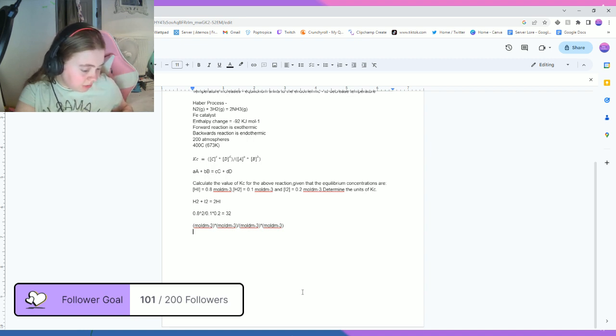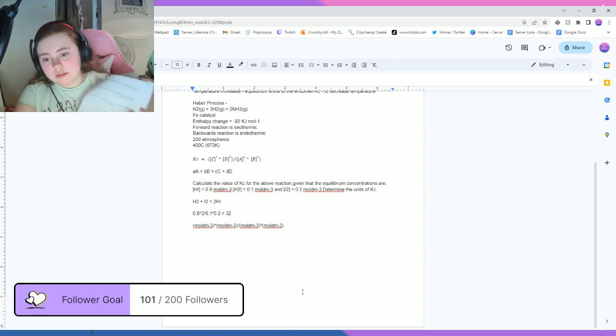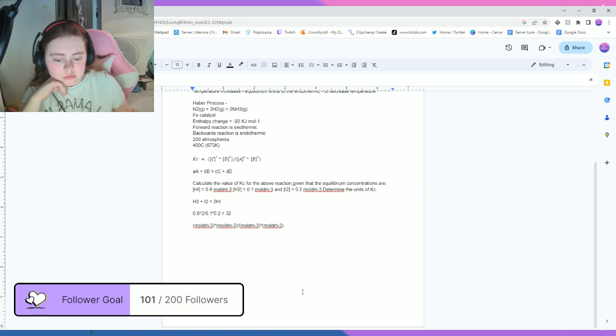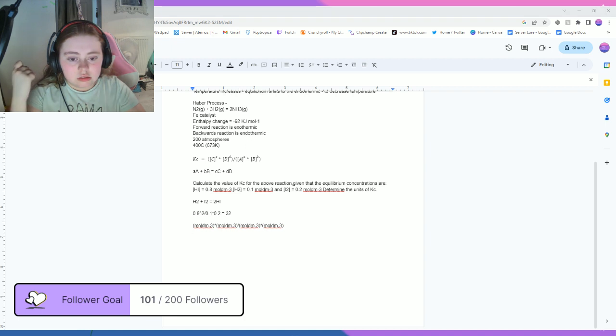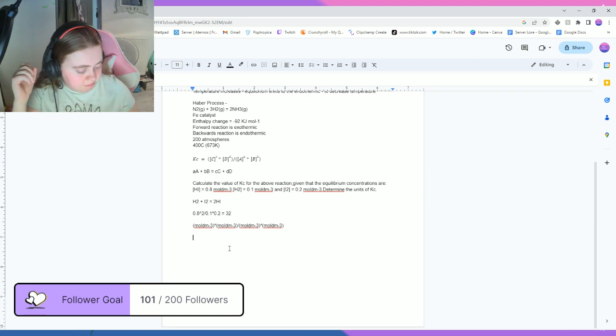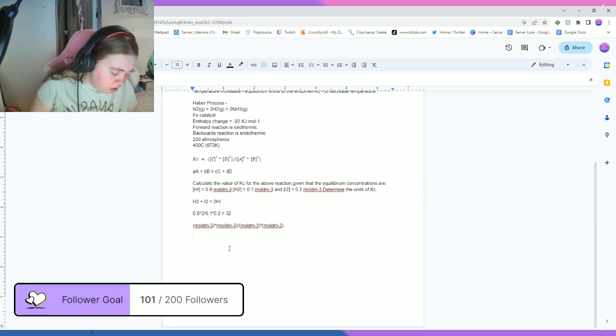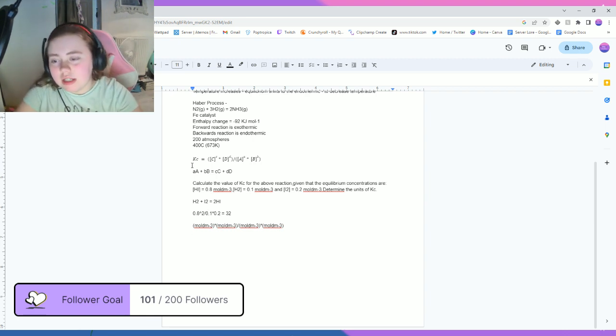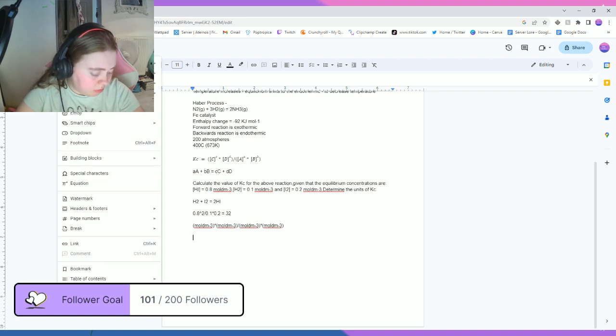I think this might just be some other little bits. Oh yeah, for this reaction you'll need equilibrium concentration. So let me make a little table.